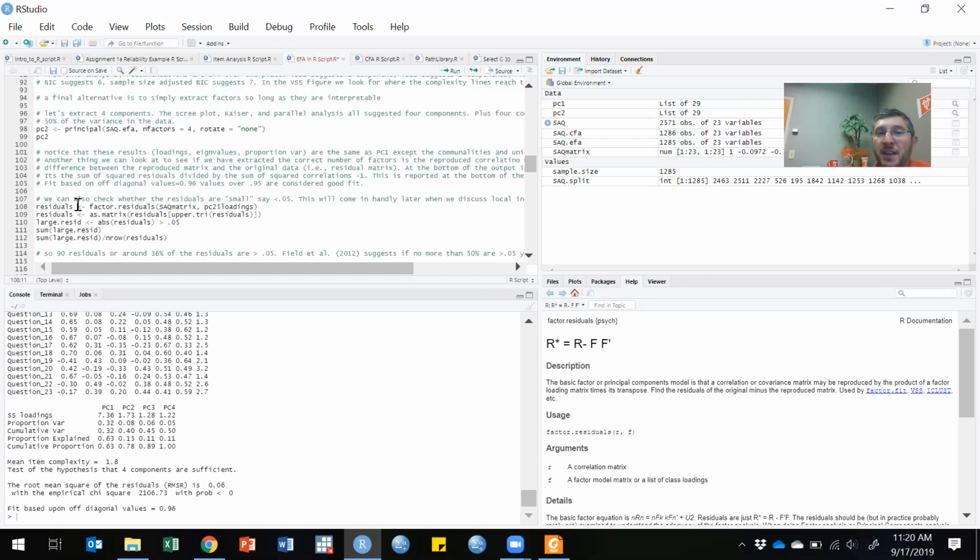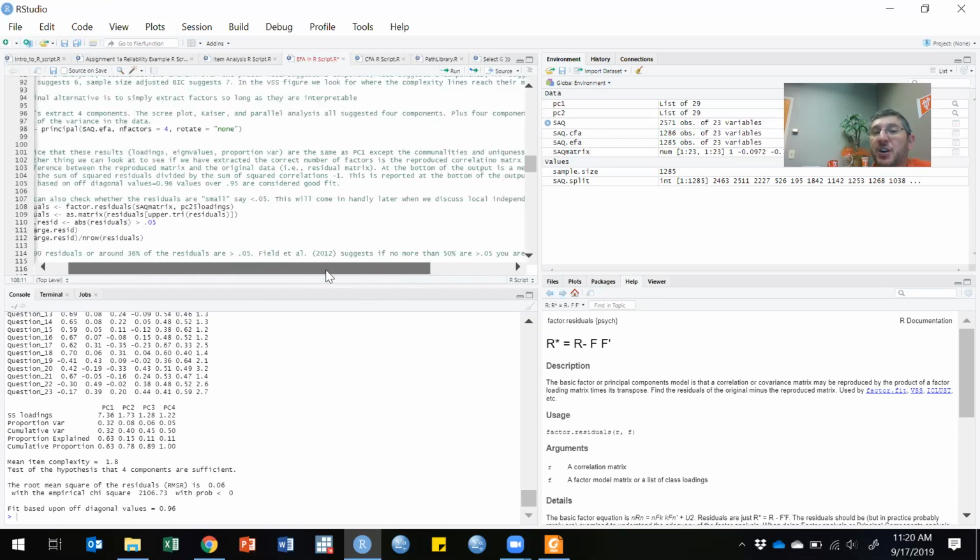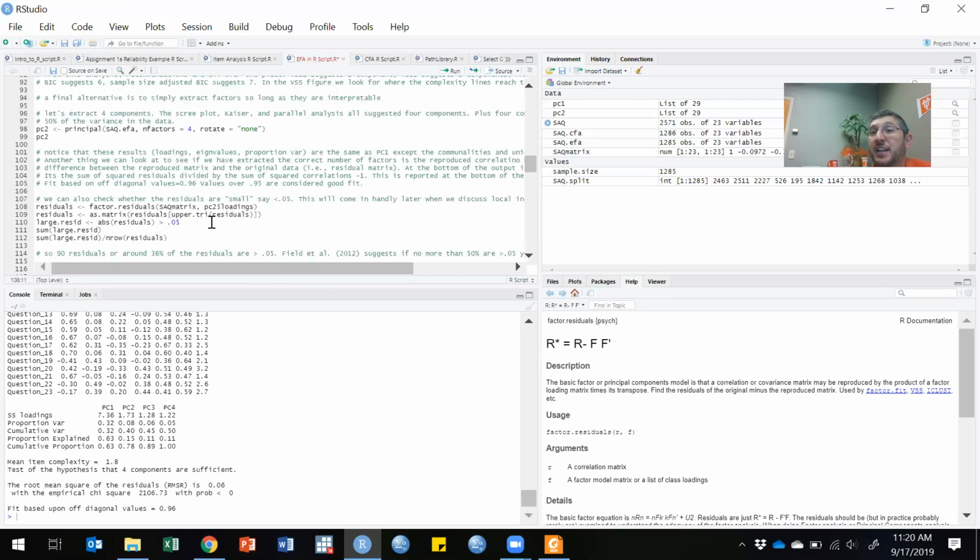0.05, maybe. Field, you can see the citation down here, suggests if no more than 50% of the correlations are greater than 0.05, then you're probably okay. That then your factor analysis, the model that's defined in there, is doing a good job of explaining the interrelationship among the variables in that model.